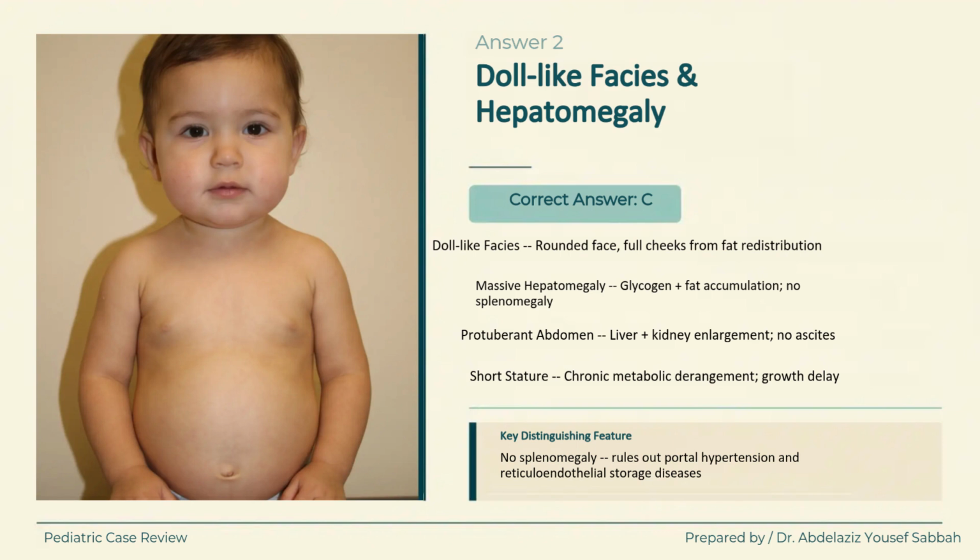The doll-like face comes from a rounded appearance with full cheeks caused by fat redistribution. The hepatomegaly is massive due to both glycogen and fat accumulation, but importantly, there is no splenomegaly. The protuberant abdomen reflects liver and kidney enlargement, and there is no ascites. Short stature results from chronic metabolic derangement and growth delay. The key distinguishing feature is the absence of splenomegaly, which helps rule out portal hypertension and reticuloendothelial storage diseases.